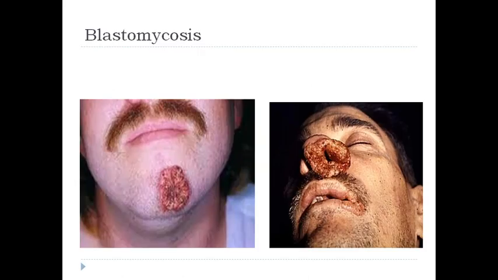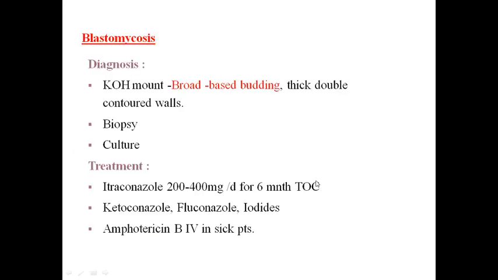We can see in blastomycosis a large ulcerated plaque over the chin and over the nose. And for diagnosis, we have to prepare a KOH mount, in which we can see broad-based budding fungus, that is, thick double contoured walls are there. Then we have to do the biopsy and send the biopsy for fungal culture, and ultimately the mycology people confirm our diagnosis with the growth of Blastomyces.